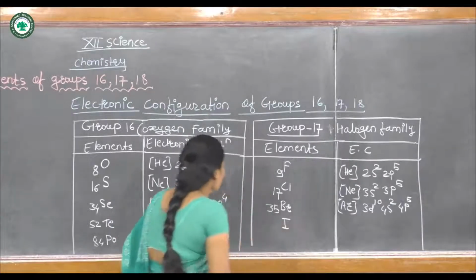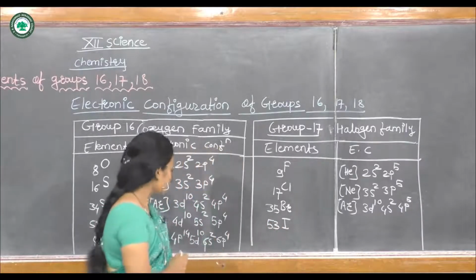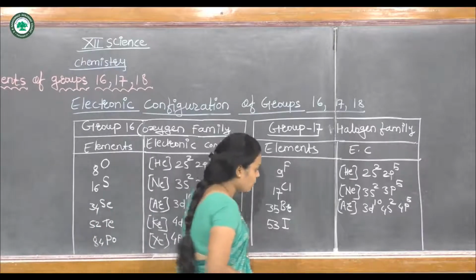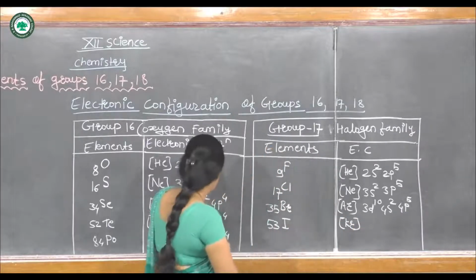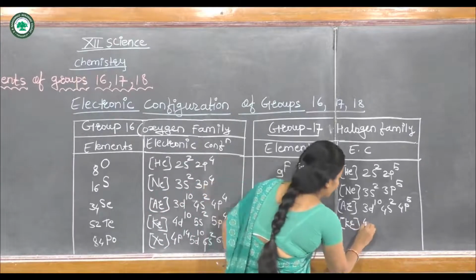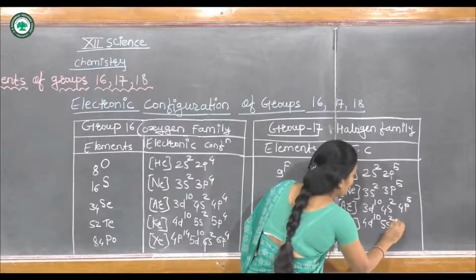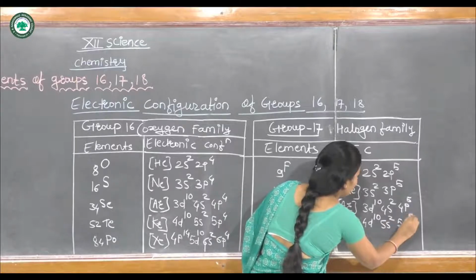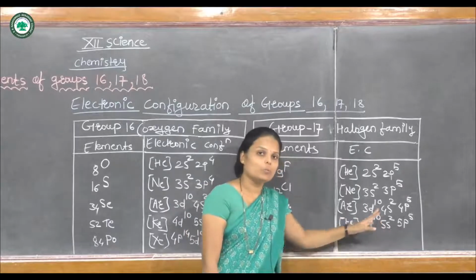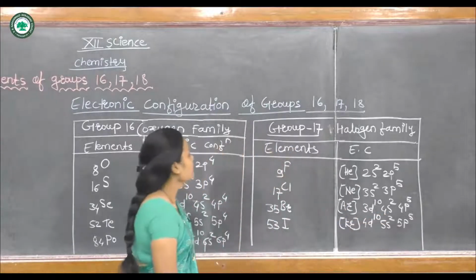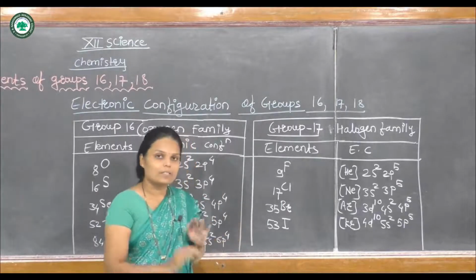Here is iodine. Its atomic number is 53, and its electronic configuration is represented by krypton, followed by 4d10, 5s2 and 5p5. Now in this series, group 17, the last element is astatine.